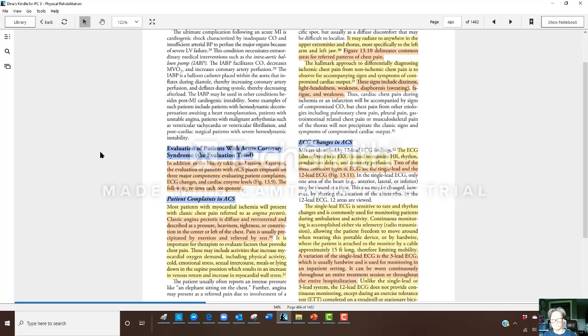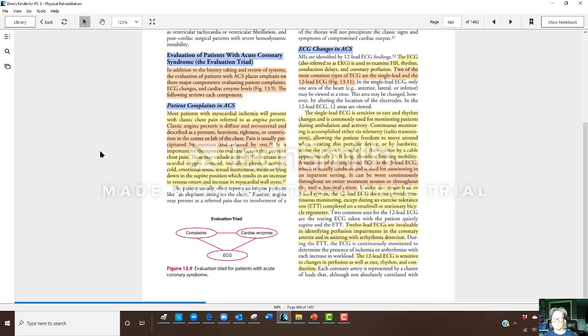31. ECG changes in AMIs are identified by 12-lead ECG findings. 32. The ECG, also referred to as EKG, is used to examine rate, rhythm, conduction delays, and coronary perfusion. Two of the most common types of ECG are the single-lead and the 12-lead ECG.